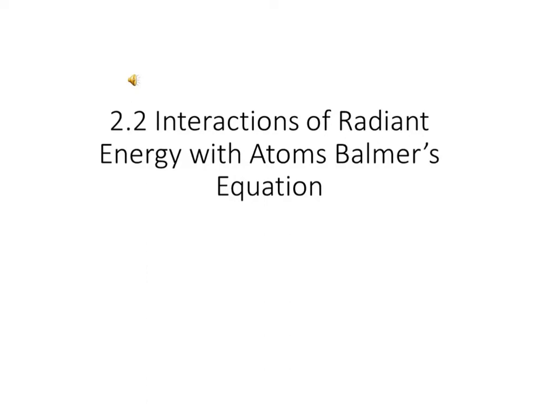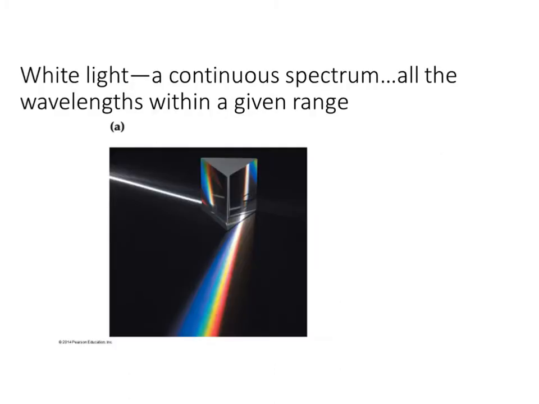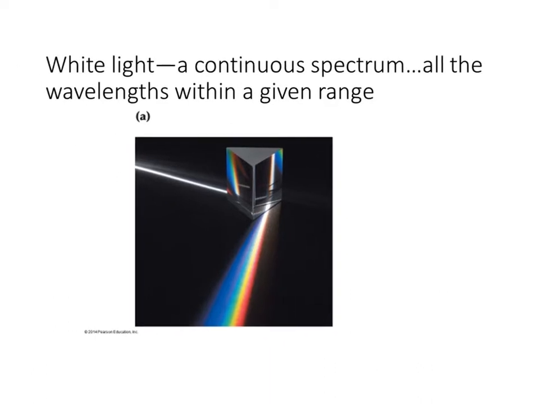All right, the interactions of radiant energy with atoms. Balmer's equation. Once again, looking at an experiment. And in order to do that, we once again want to make a couple observations. First of all, we want to define what a continuous spectrum is.